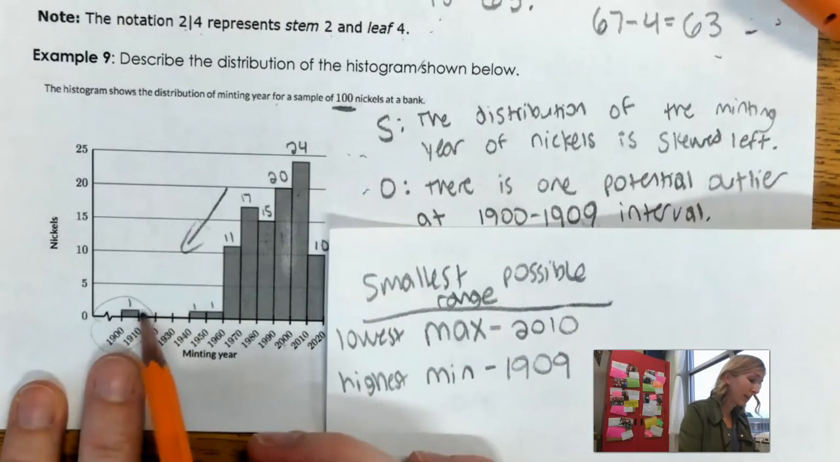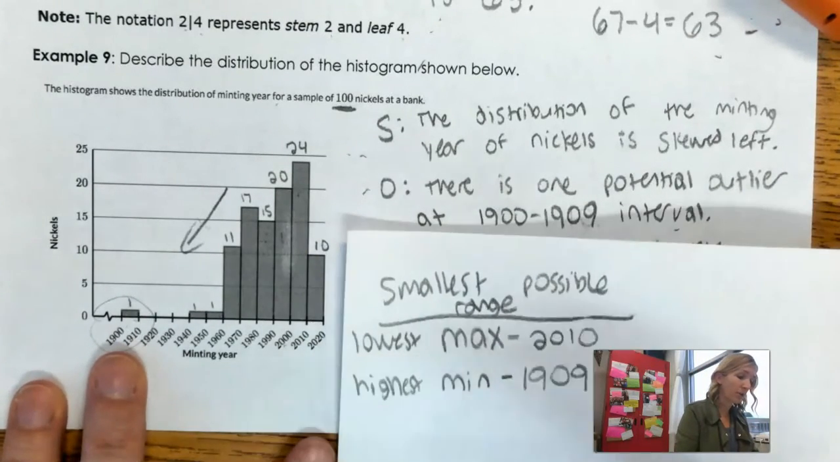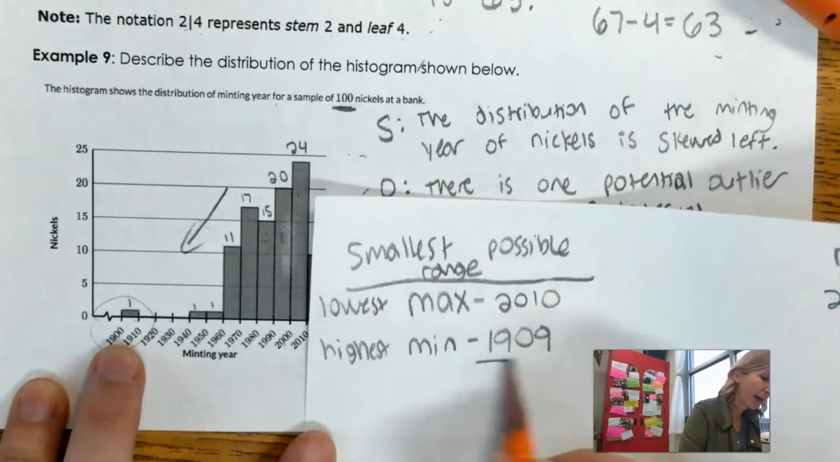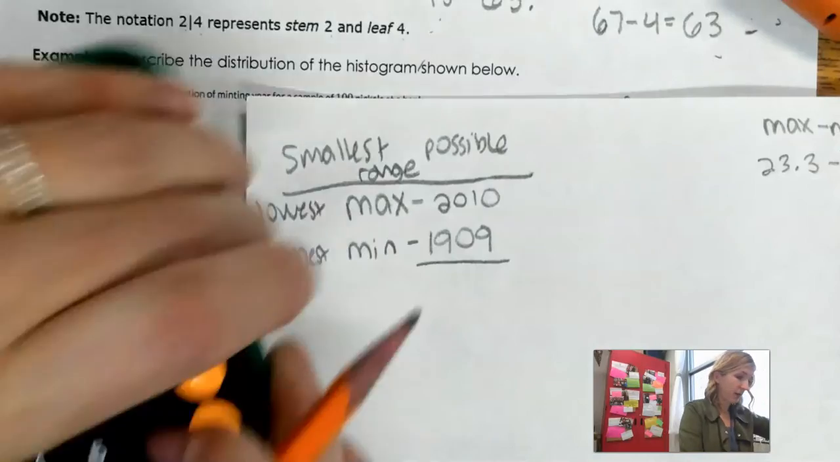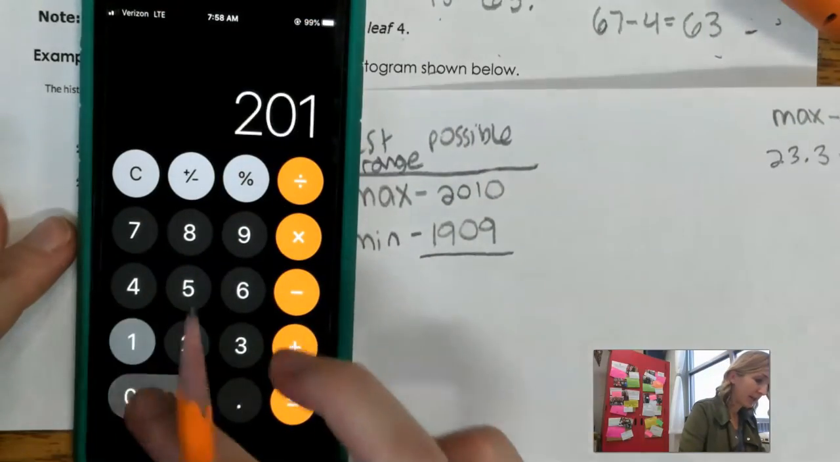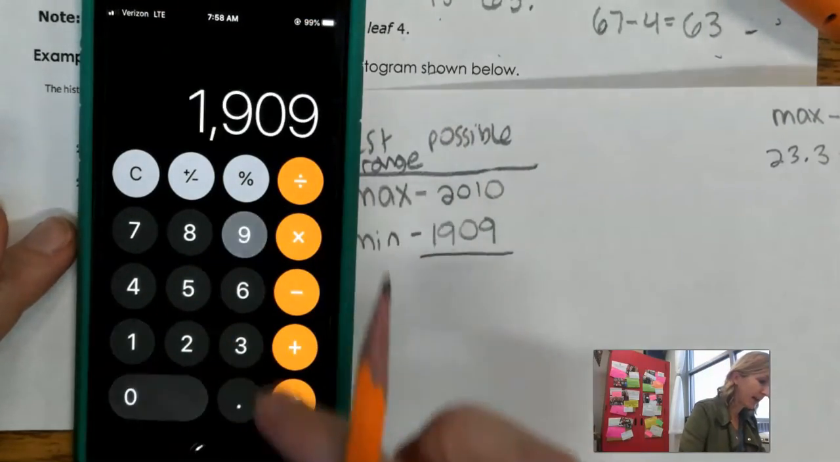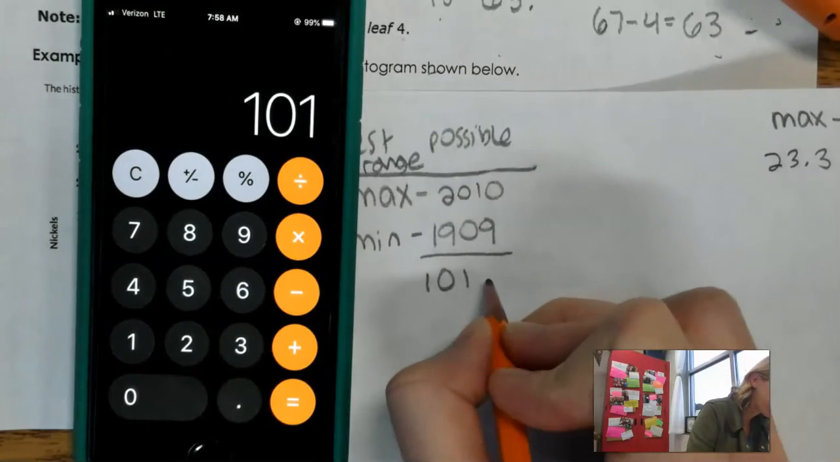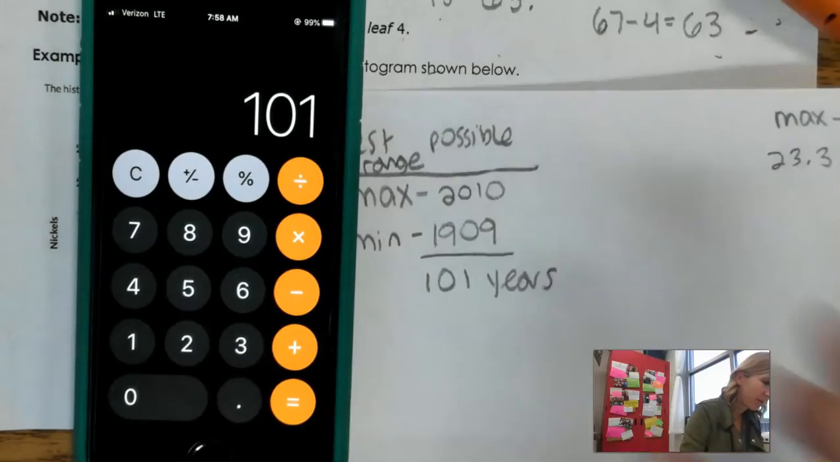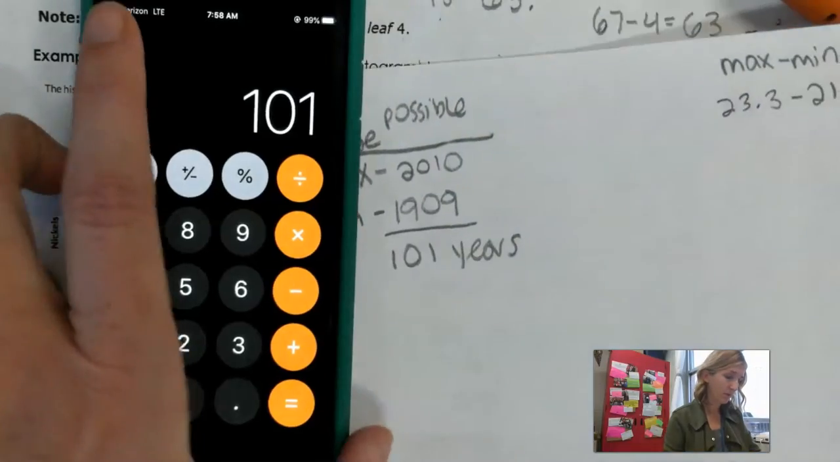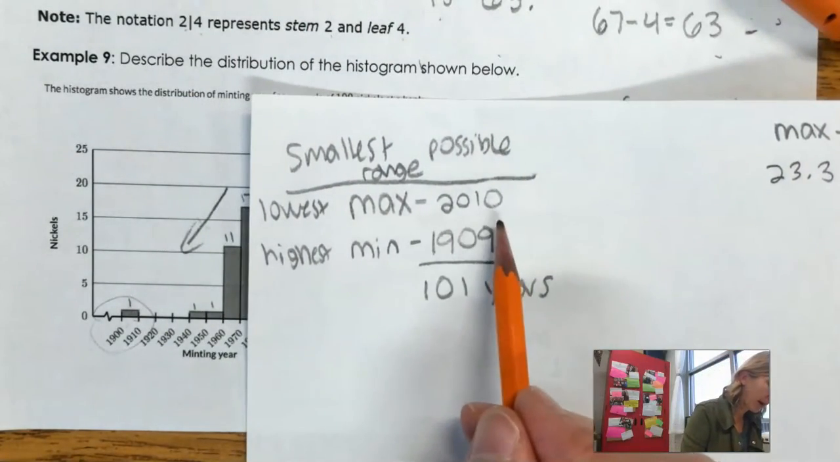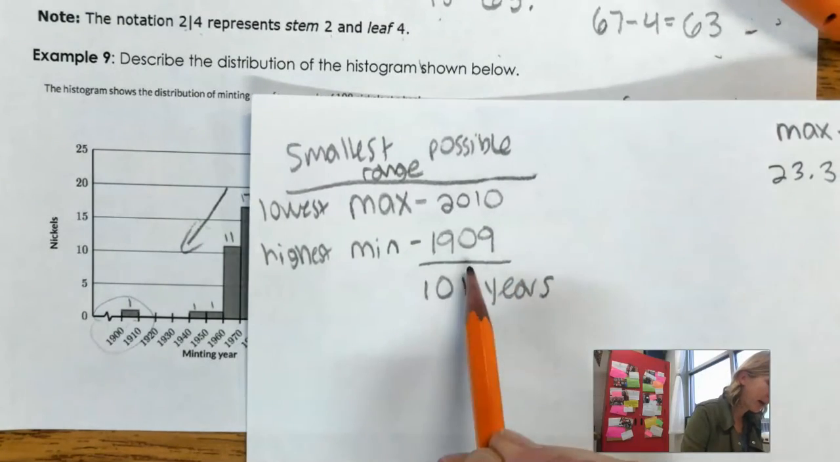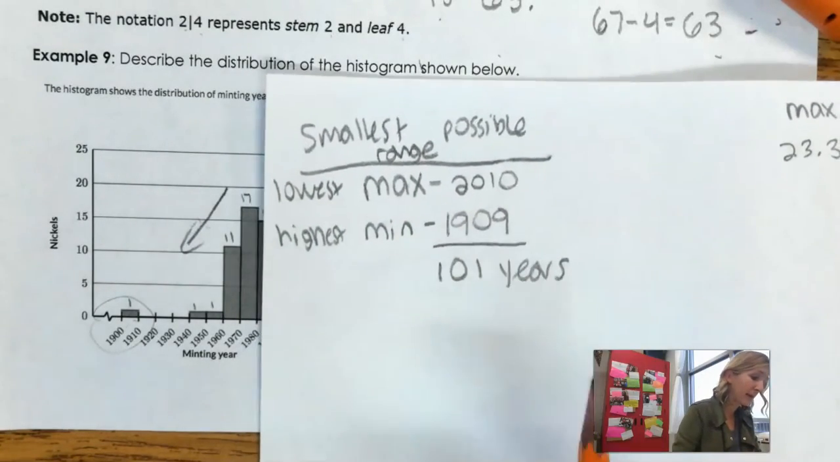We don't know what year this minimum is, and we don't know what year the maximum is, so I have to calculate a range for the range. Ha. All right, so I'm going to do 2010 minus 1909, and I know that that's a range of 101 years. So my lowest maximum could be 2010, and my highest min would be 1909.